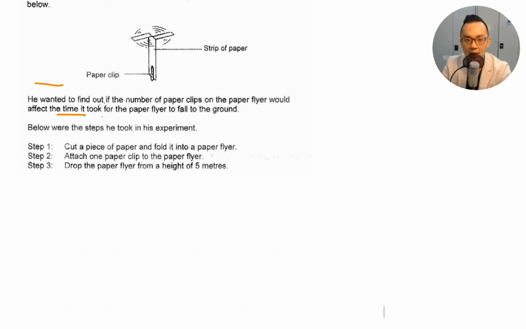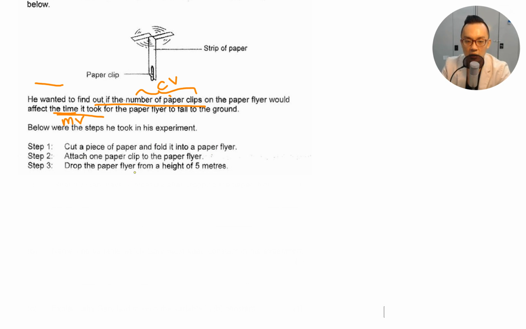It's the time it took for the paper flyer to fly to the ground, and find out if the number of paper clips affects it. Alright, so you should know immediately that this should be your changed variable, and the time it took should be your measured variable. So this is your changed variable, this is your measured variable.